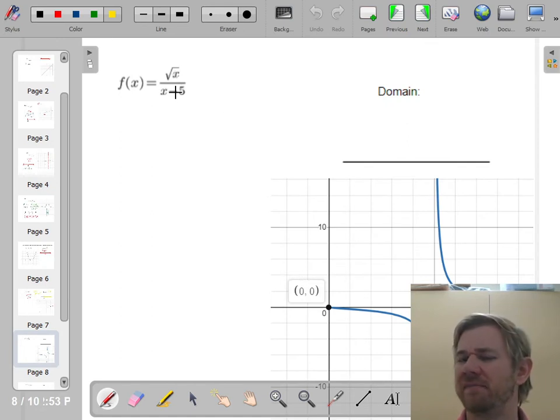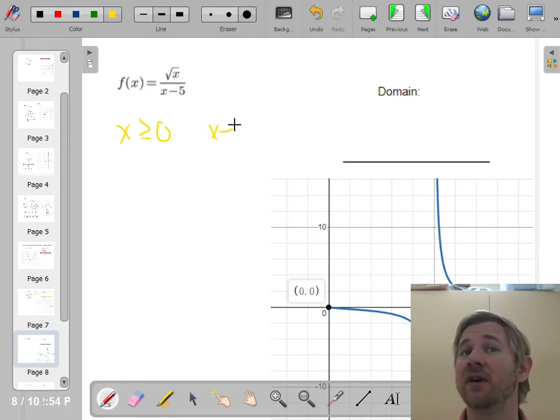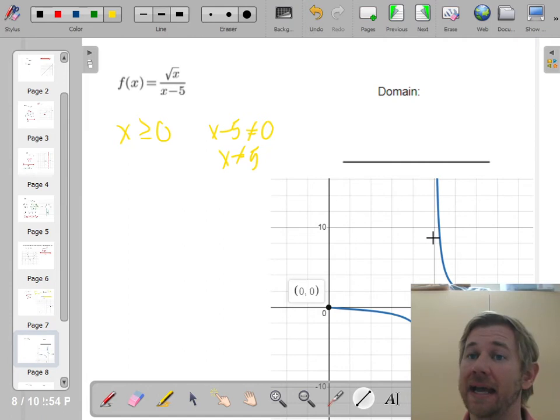This one looks like I'm going to have both ideas. I know I have a radicand, so I have to set that greater than or equal to 0, which means you have to pick positive numbers or 0. And you know that x minus 5 can't be 0, which means x can't be 5. That is an infinite discontinuity. I can see it in my picture at 5. I have a vertical asymptote.